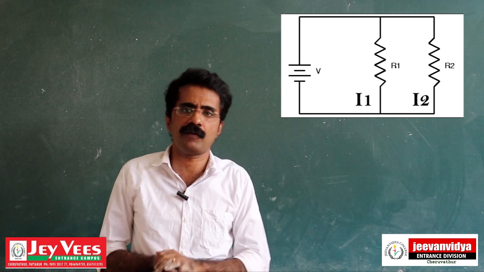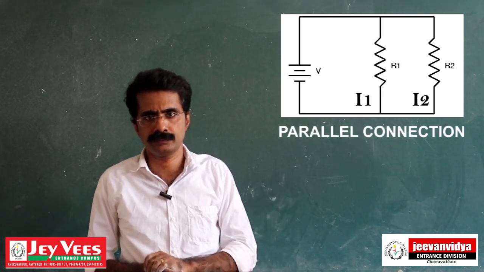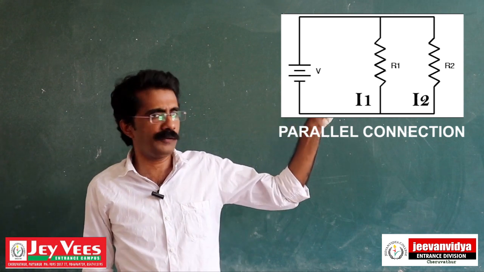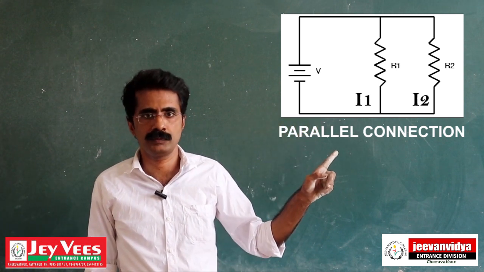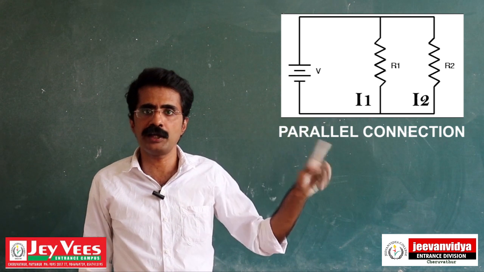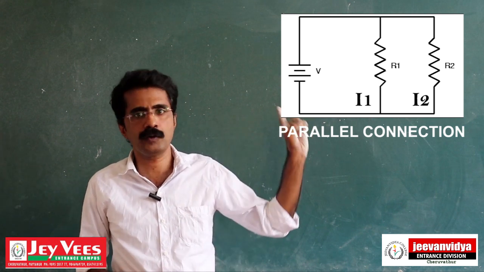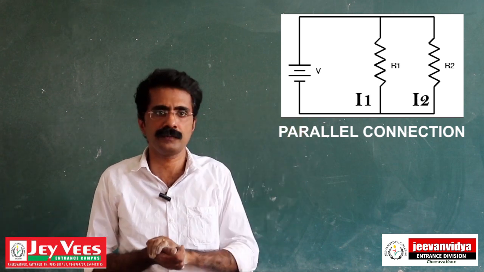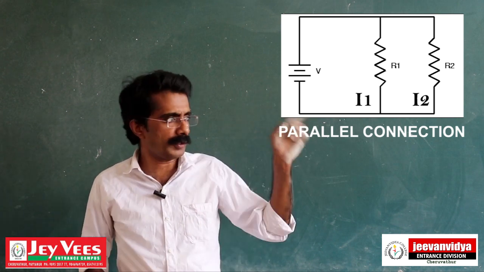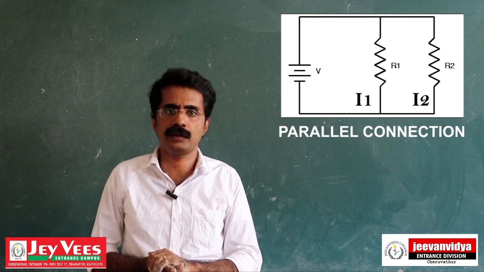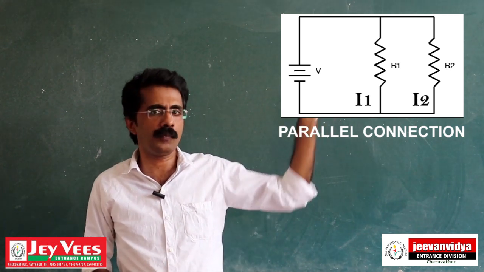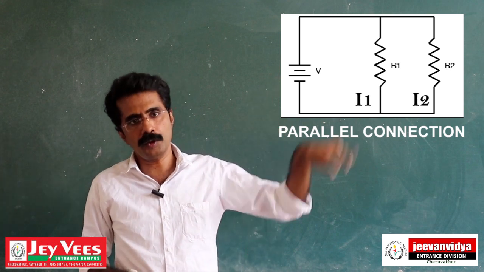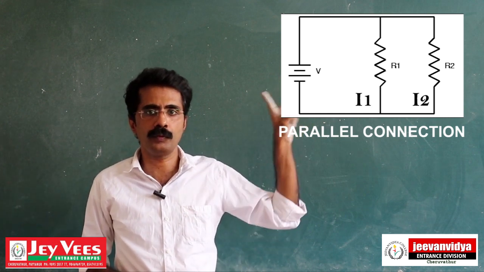Next, resistors connected in parallel. R1 and R2 are the two resistors. There are two currents, I1 and I2. The total current I is equal to I1 plus I2. The same potential difference is across all resistors. Here, two currents I1 and I2, one potential difference. In series, two potential differences, one current.